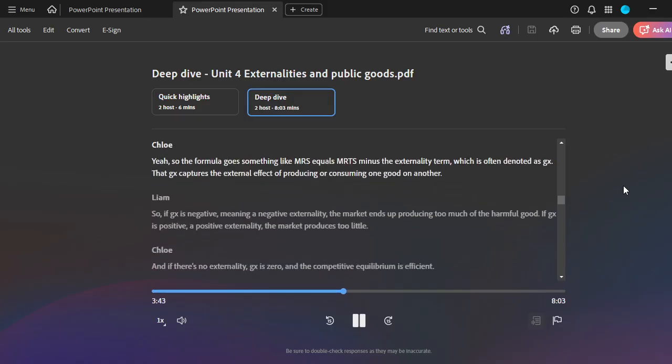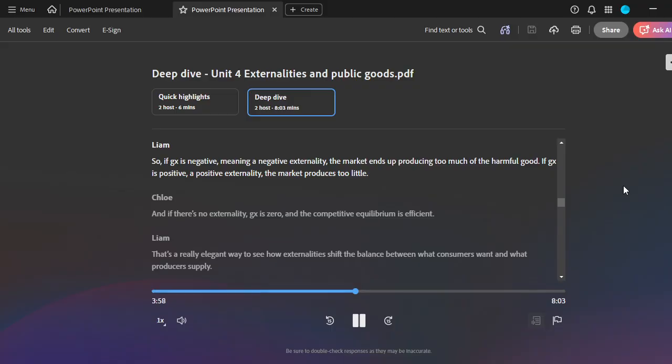Yeah, so the formula goes something like MRS equals MRTS minus the externality term, which is often denoted as GX. That GX captures the external effect of producing or consuming one good on another. So if GX is negative, meaning a negative externality, the market ends up producing too much of the harmful good. If GX is positive, a positive externality, the market produces too little.